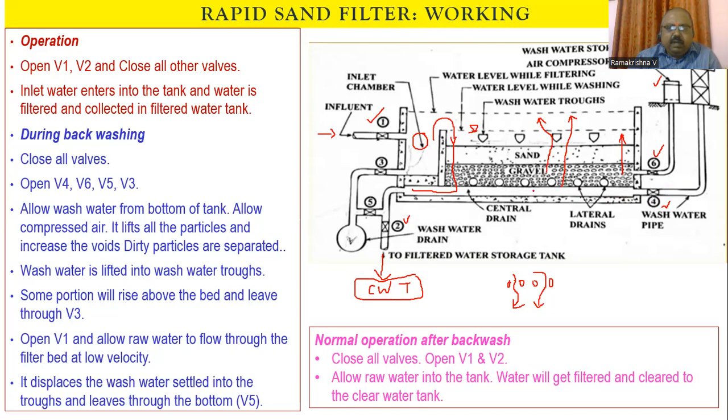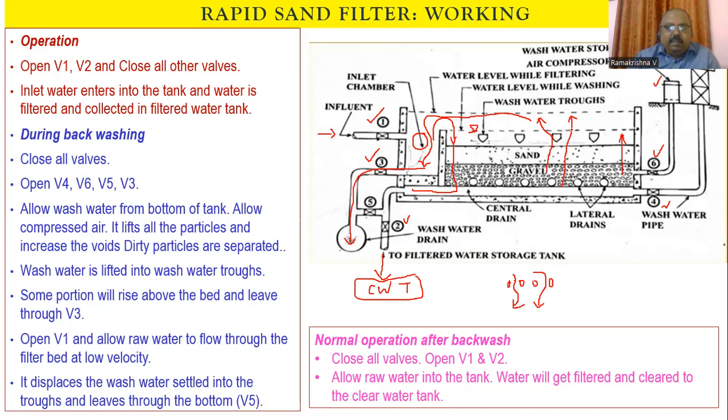So ultimately what will happen? The dirty particles which are coming down are pushed by this wash water. And where will they go? Some particles will go again into the inlet chamber, move through this particular portion, and are collected in what you call the wash water drain. For this, what we have to do is open valve number 3.